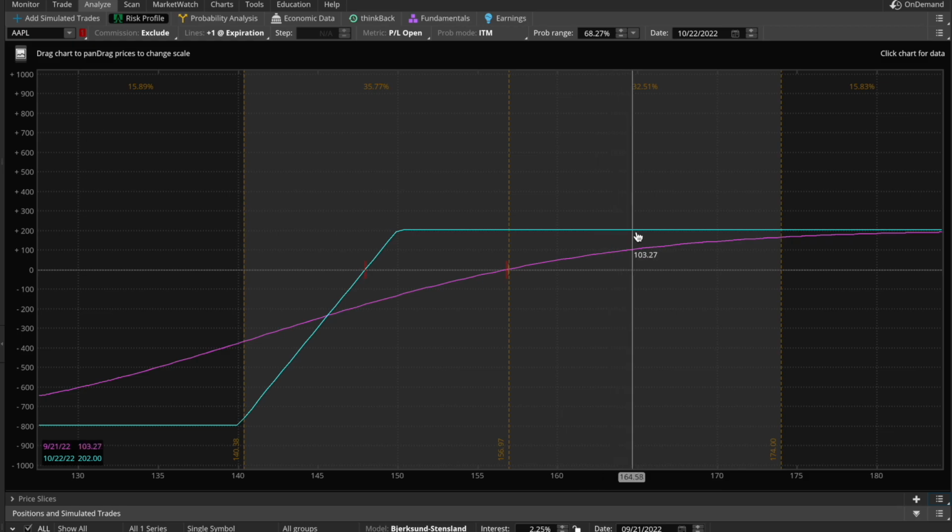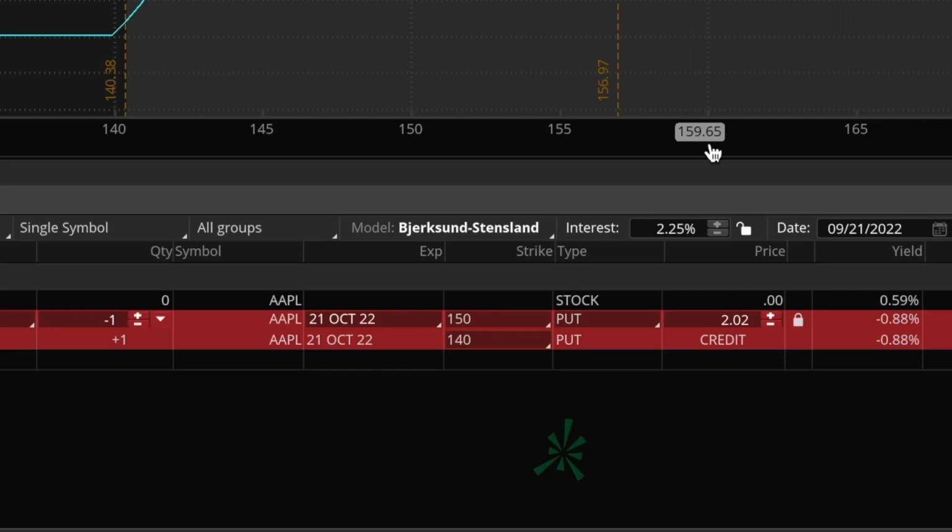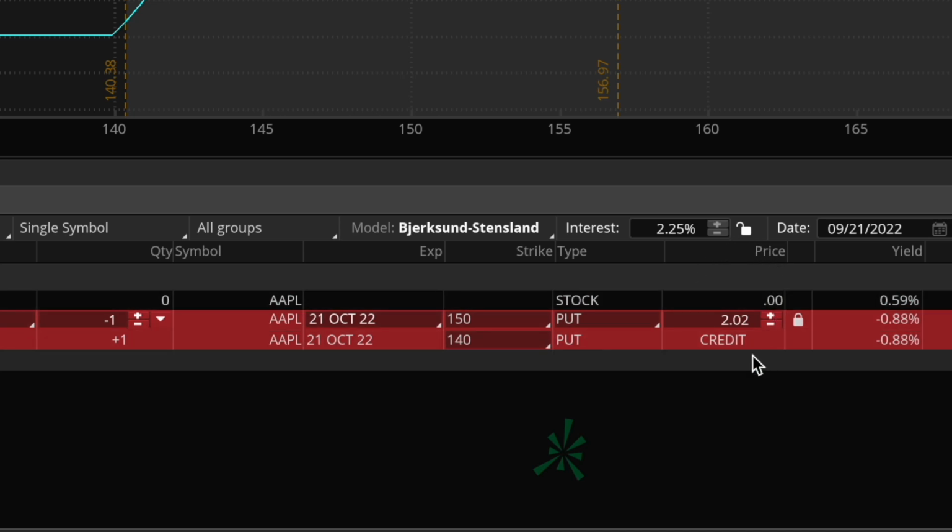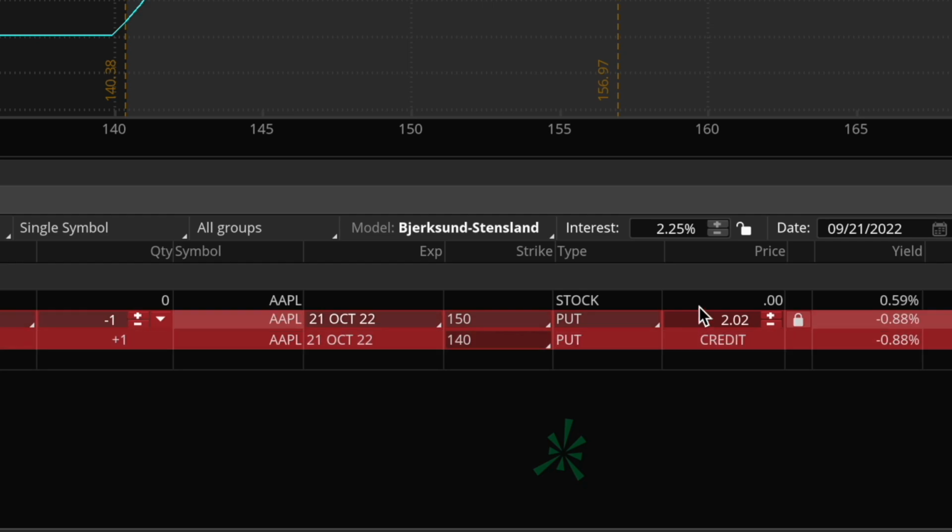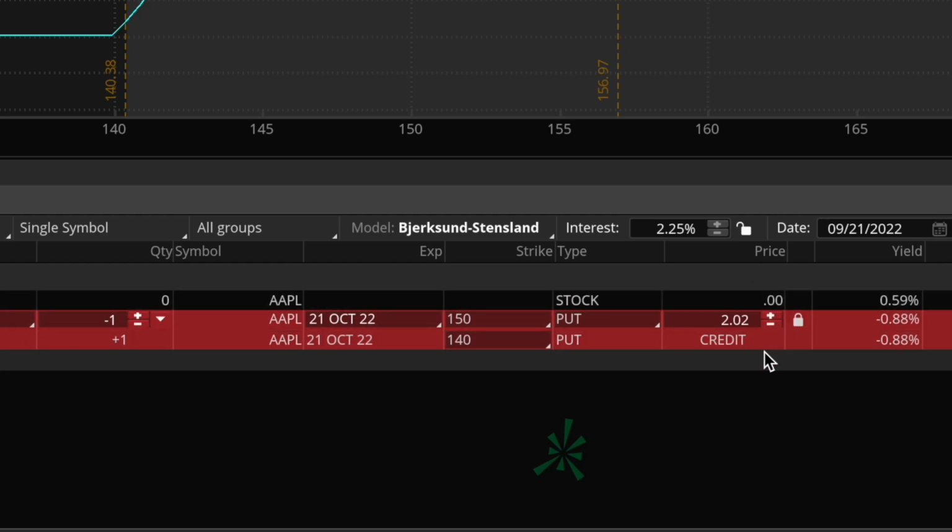And then also one last thing, take note that beyond your short strike of 150, the max possible profit stays exactly the same at around $200, right? Because that's the maximum credit you collected on the trade entry if you actually go ahead and make this trade. So again, this number here is the most amount of money you can make on this trade.